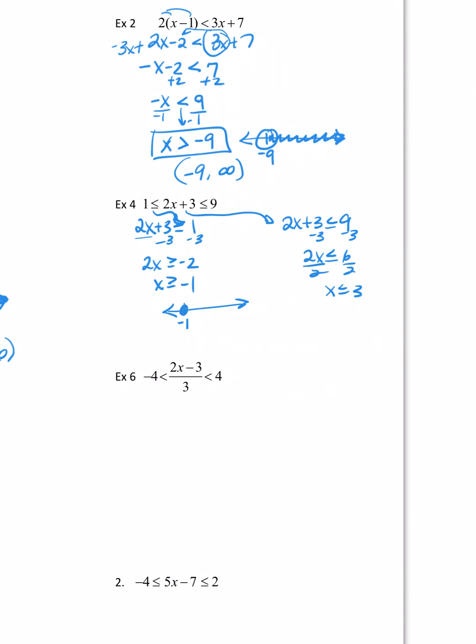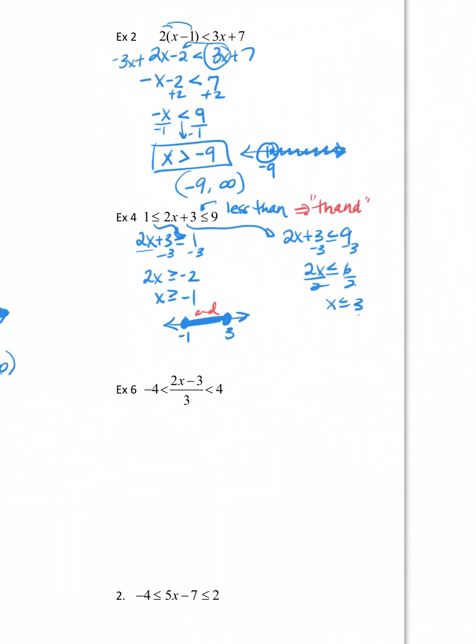Negative 1 gets a closed circle. 3 gets a closed circle. And notice what happens. It says x is greater than negative 1, but it's less than 3. So it should be an and. So here's a clue for you. When you see the original equation has less thans, think and. Think than. Less than. Because x is greater than negative 1 and less than 3. So this is the way your answer will look if it starts as a less than, okay?